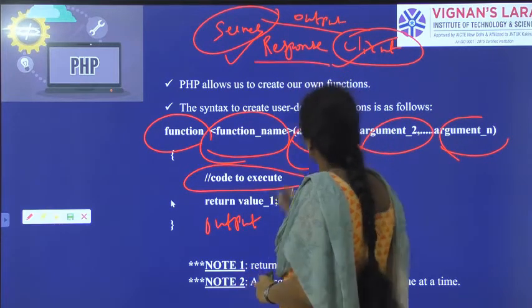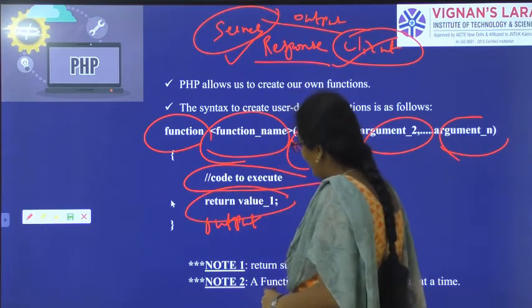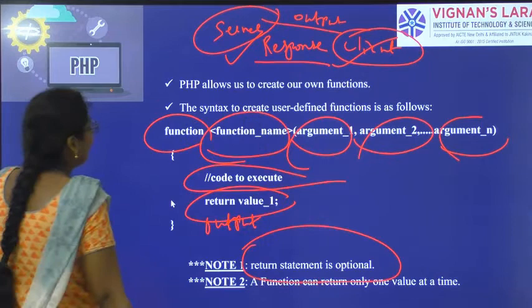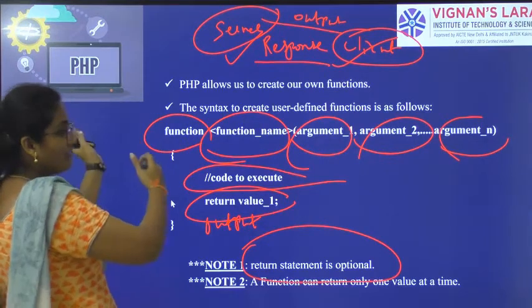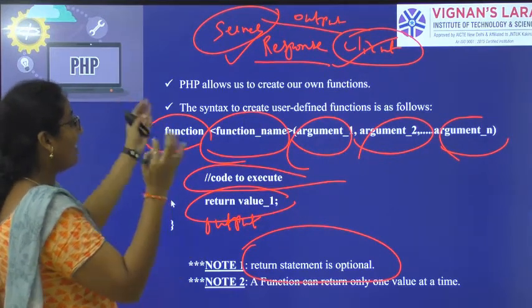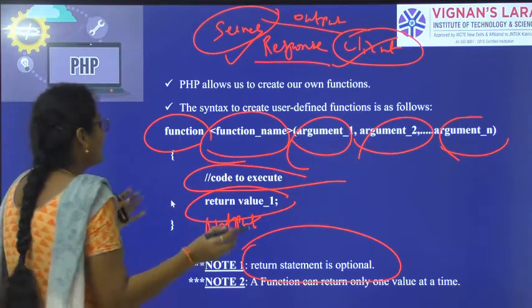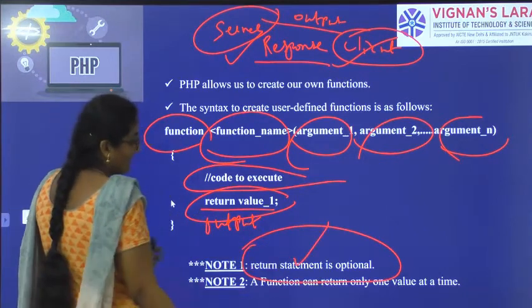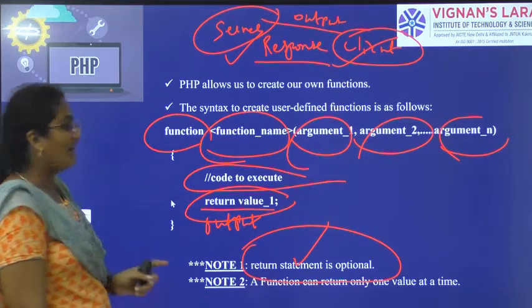To generate this response, we have the return statement. The return statement is optional; if you want you can have it, otherwise you don't. So the server should send output to the client. That output is called a response. To generate the response, we have the return statement. The return statement is optional and a function can return only one value at a time.